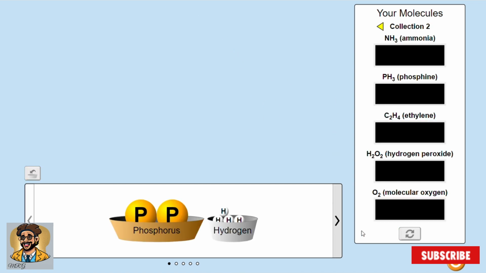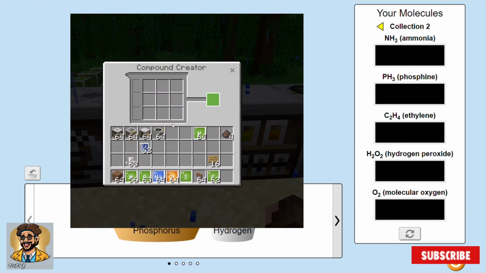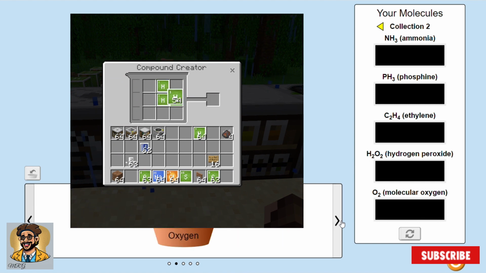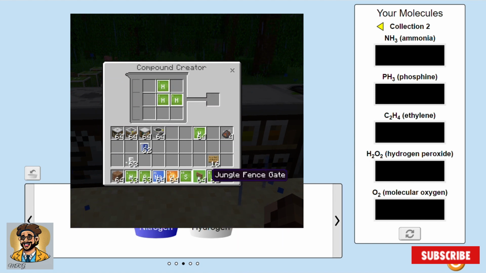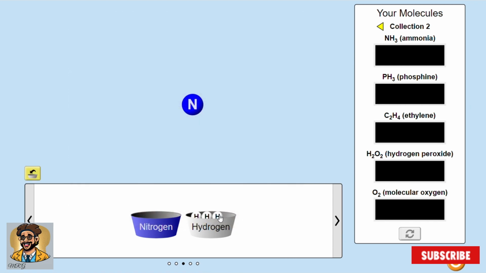Now here we have other compounds, starting with ammonia. Ammonia is a very important compound you are going to learn eventually in other grades. But this ammonia has, you can see the molecular formula, 1 nitrogen and then 3 hydrogens. So we're going to place this hydrogen in this specific way, and then we take this one to this side here.